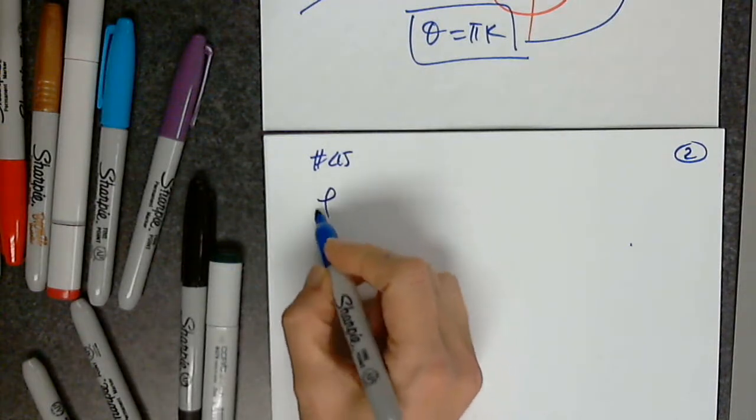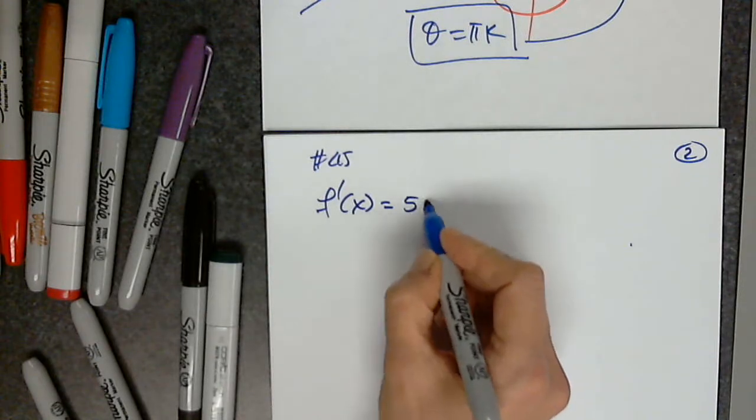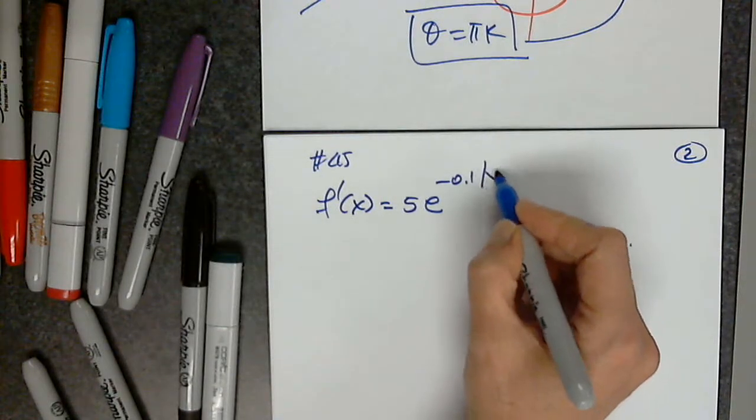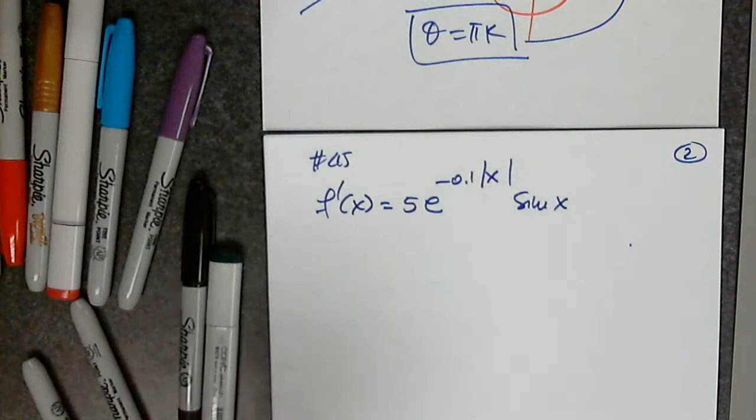So we have f prime equals 5 e to negative 0.1 times the absolute value of x times sine x minus 1. So this is the derivative of a function. How many critical numbers does it have? So what will I have to do?